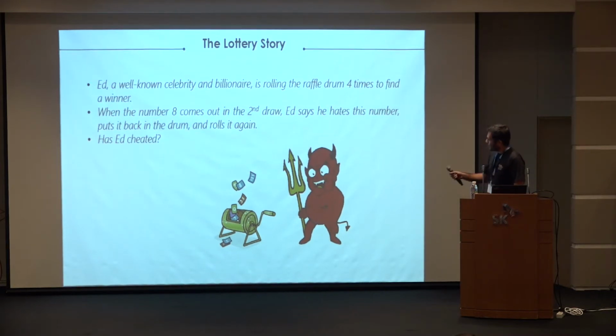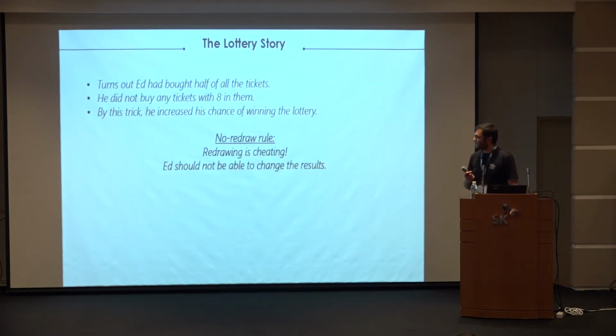We have a famous celebrity called Ed, pictured here, who is rolling the raffle drum for a lottery, and he has to roll it 4 times so that we can find the winning number. And when he's doing this, in the second roll, the number 8 comes out, and he just says that he hates the number 8, it's his unlucky number, so he puts it back and rolls again. Is this cheating? Well, the answer is definitely yes, because it turns out that Ed had bought a lot of lottery tickets, like almost half of all the tickets, and he had bought exactly the tickets that did not have any 8 in them. So by doing this small redraw, he actually increased his chance of winning the lottery.